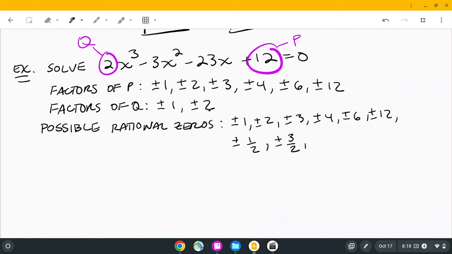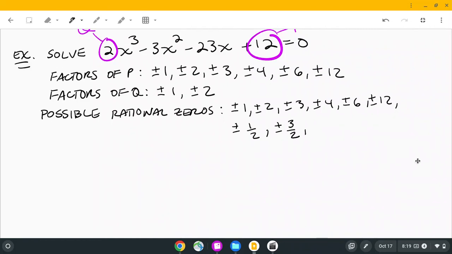Plus minus 6 over 2. But that's 3. And we already have 3. So we don't have to put that one down. And then we have plus minus 12 over 2. But that's just 6. And we already have 6. Okay. All right. So not too bad. It extended our list by 2 extra players here. All right, and then we test them out. So I'm going to try 1.